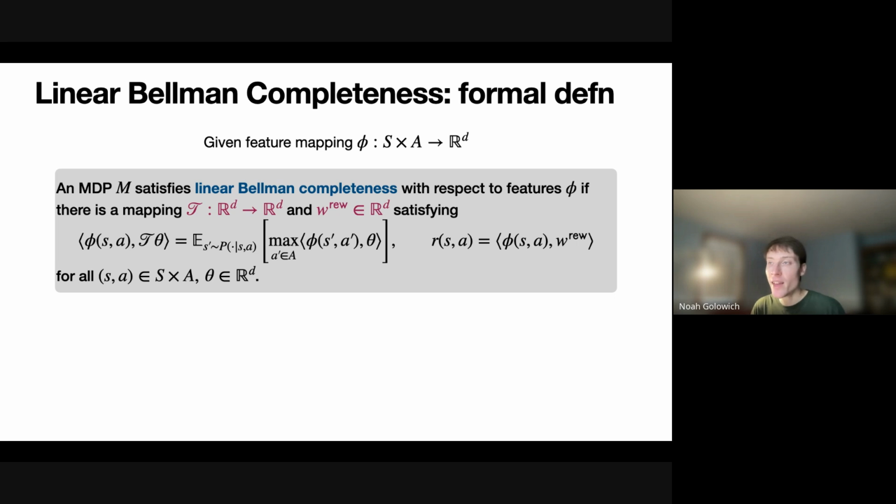So you should think of T of theta as basically being analogous to the Bellman operator. It takes a value function indexed by theta, and maps it to this Bellman backup, which is the value function indexed by T of theta. We also want the rewards to be linear. So R of SA is an inner product between phi of SA and some fixed vector W.